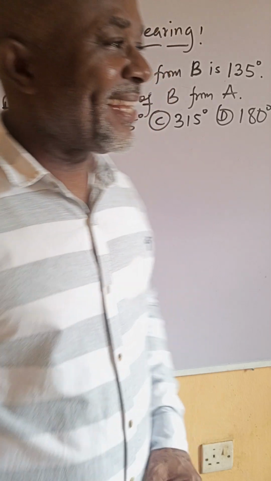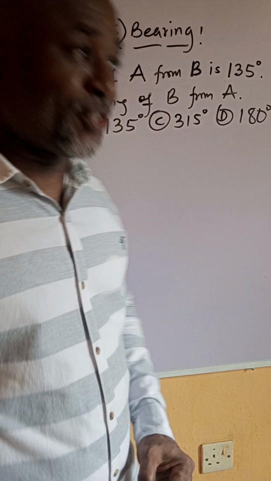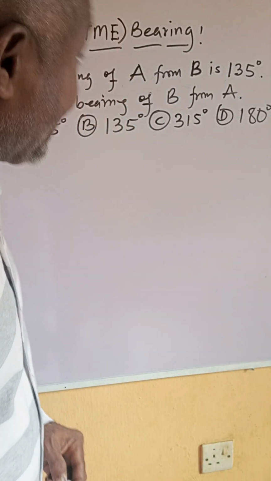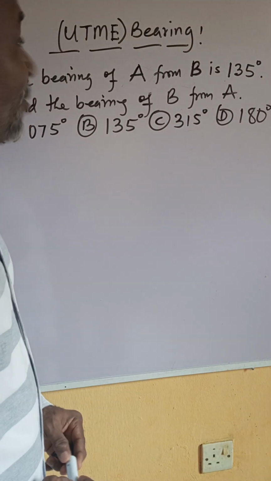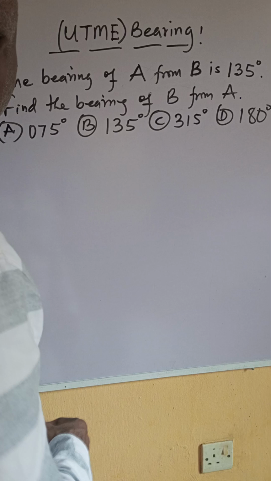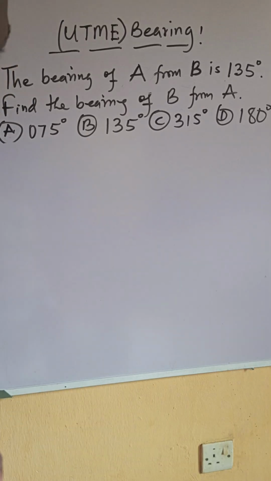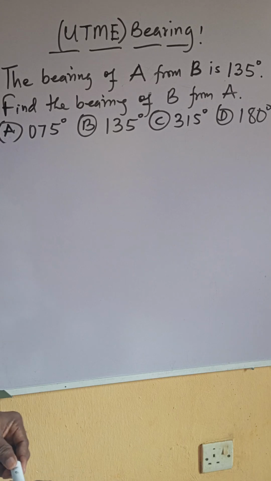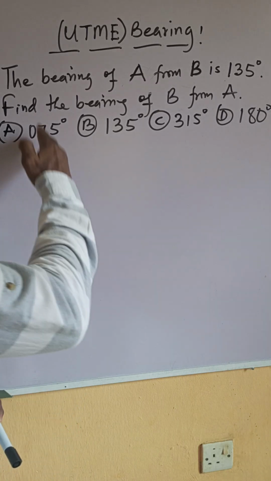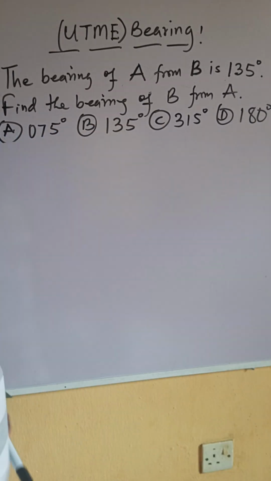Hi friends, in this video I'm going to show you how to solve this problem on bearing, and it's one of the past questions of UTME. The bearing of A from B is 135 degrees. Find the bearing of B from A, and the options are A, B, C, D.